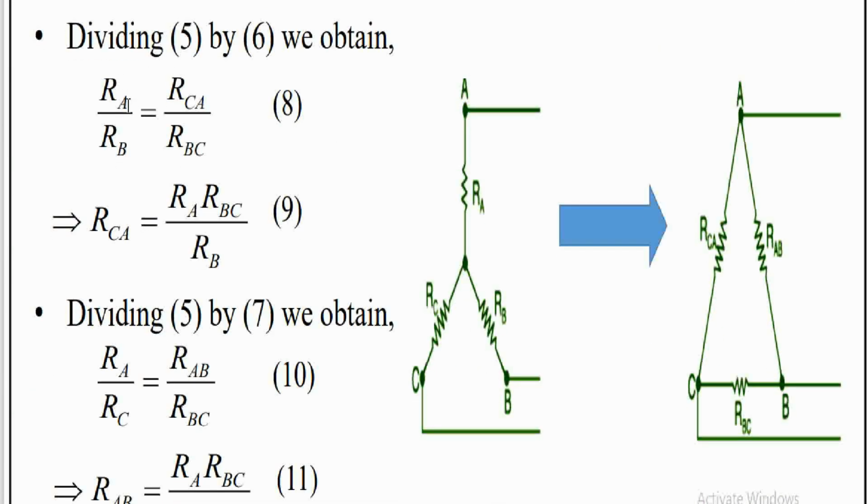So by doing 5 by 6, what is your 5? 5 is nothing but your RA and 6 is your RB. We are doing division, that is RA is divided with RB. By dividing RA with RB, you will get RCA by RBC. Just do it yourself. For RA, the denominator is common. Here also the denominator is common. So the denominator will get cancelled.